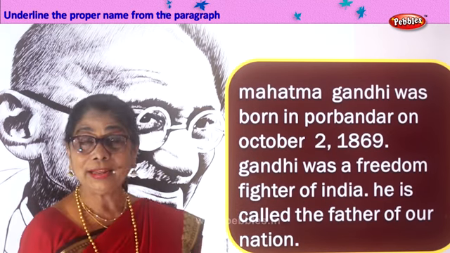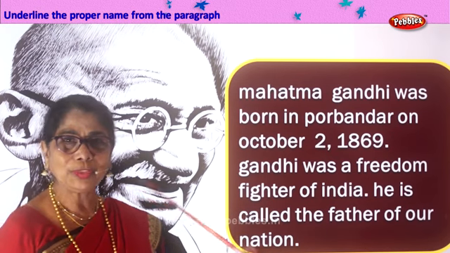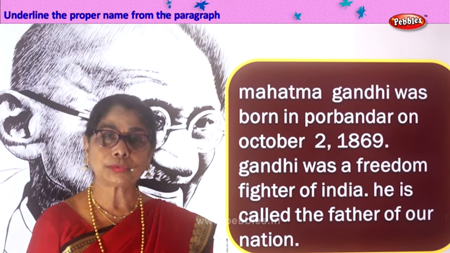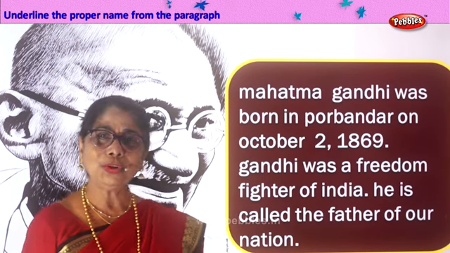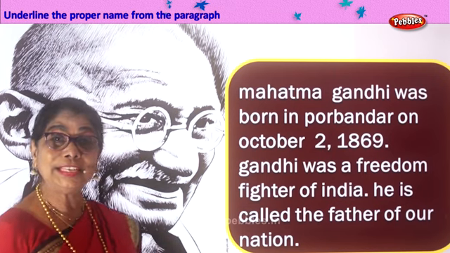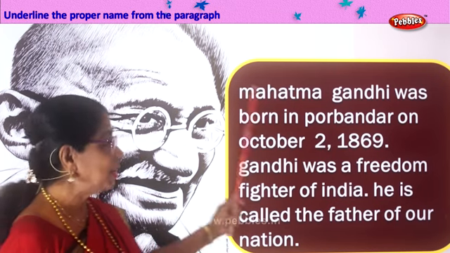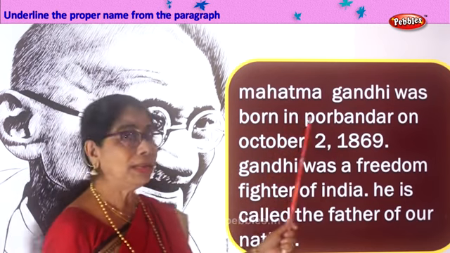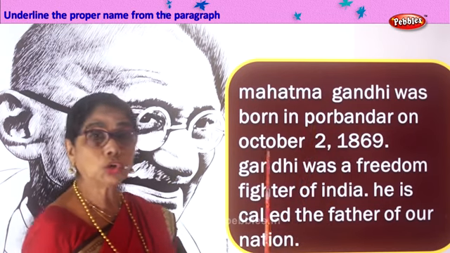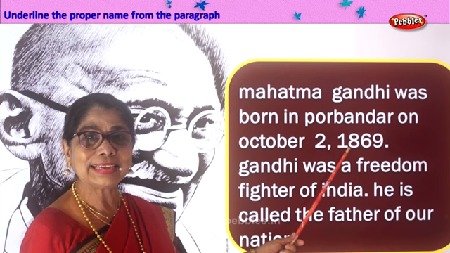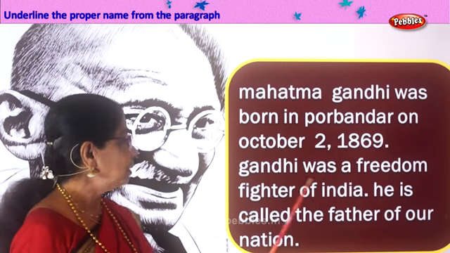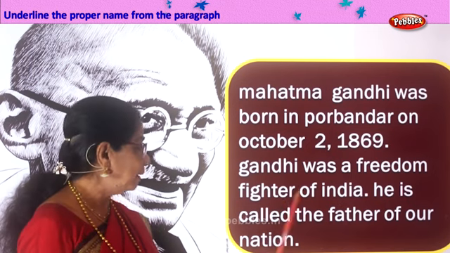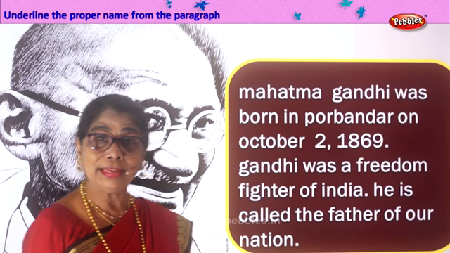First, let's read. Look at the face. Do you remember this face? Where do you find this face often? In your paper notes. You look at any note, you find Mahatma Gandhiji's face on the note. Now let's read what's here. Mahatma Gandhiji was born in Porbandar on October 2nd, 1869. Gandhiji was a freedom fighter of India. He is called the father of our nation.